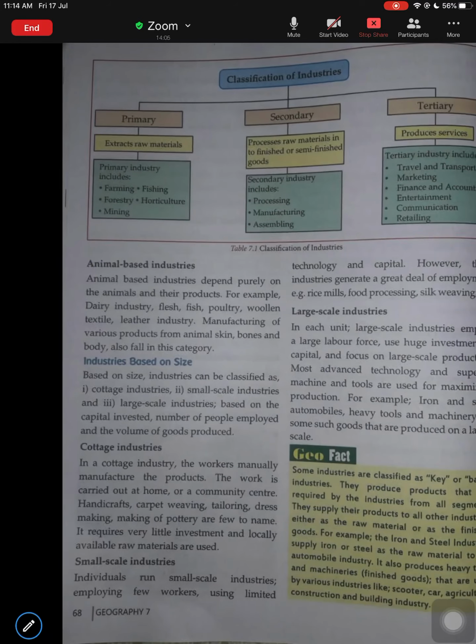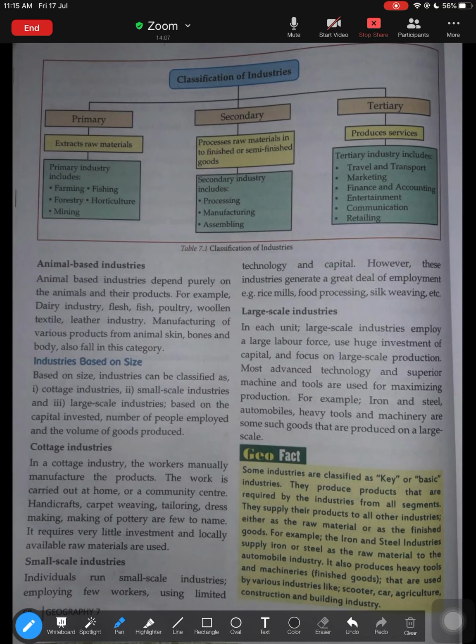the fourth type of industry based on raw material is your animal based industry. Very easy to understand. Animal based industries, they depend purely on the animals and their products. For example, your dairy industry, the milk industry, you have to depend on animal for the milk. Your fish industry, your poultry industry, your leather industry, all where you use skins of animal. So those industries where you have to depend on animal are known as the animal based industry.